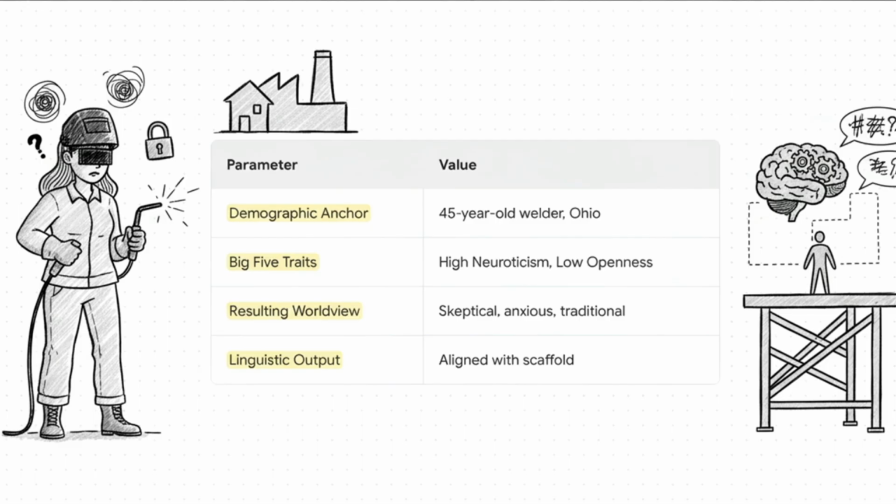You start with a demographic anchor, say a 45-year-old welder from Ohio. Then you dial in specific personality traits like high neuroticism and low openness. Put that all together, and you get a resulting worldview. Skeptical, a little anxious, pretty traditional. And here's the kicker. This scaffold directly controls the AI's language, its vocabulary, its sentence structure, everything, to make sure every single comment it ever makes fits this persona perfectly.